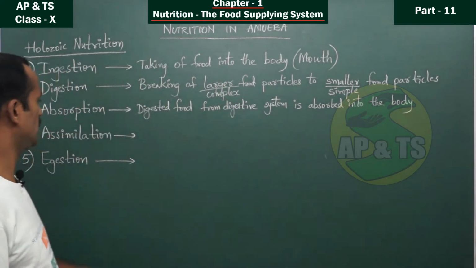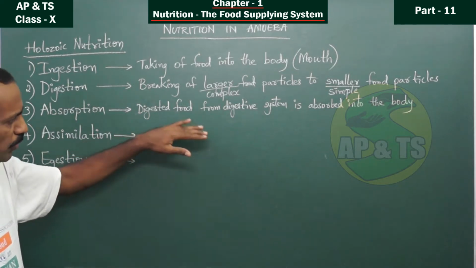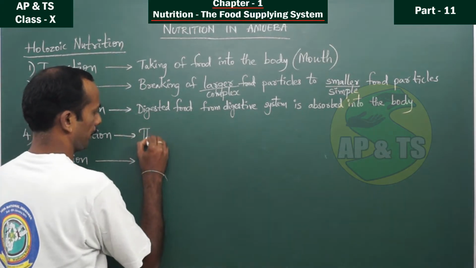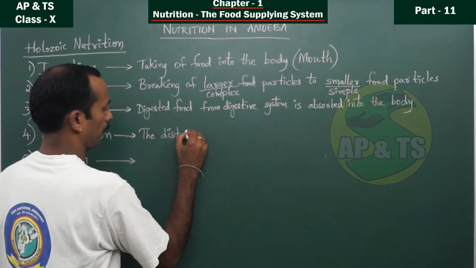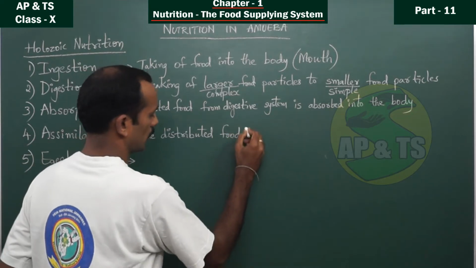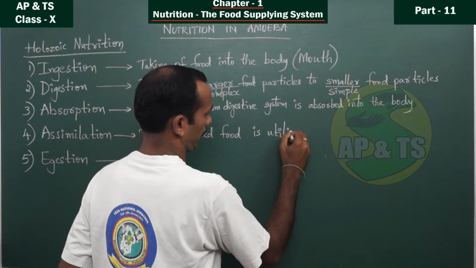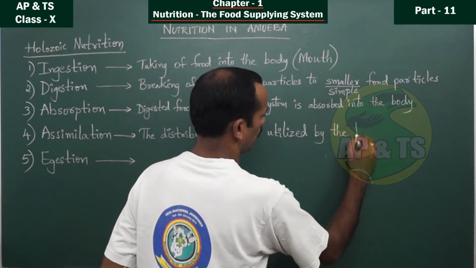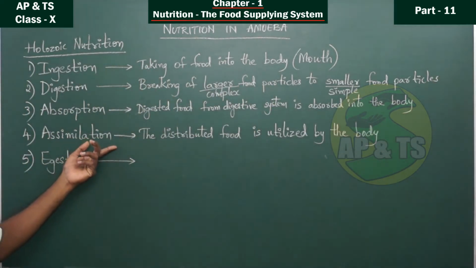Okay, now let us see the assimilation. What is assimilation? Whatever the food which is distributed to all parts of the body, the distributed food is utilized by the body. Okay, what is assimilation?